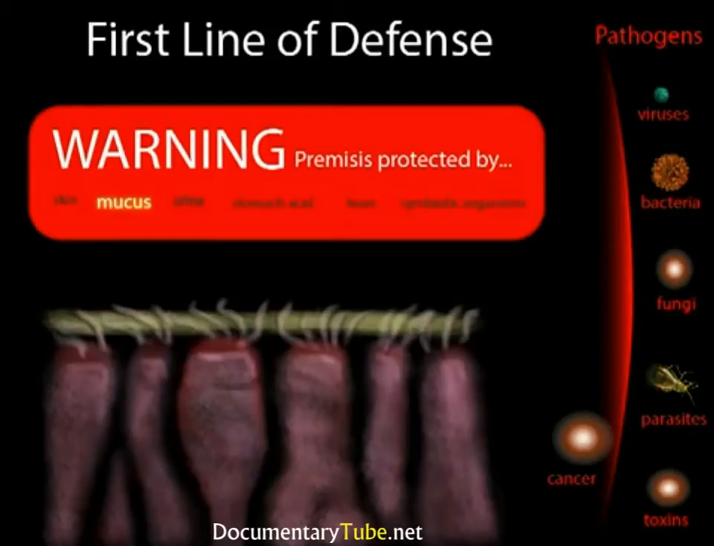The cervical mucus is a nonspecific defense against infection. But in addition, cervical mucus contains antibodies, which are part of the acquired immune system. Thus, cervical mucus is a mixture of nonspecific and specific defense.